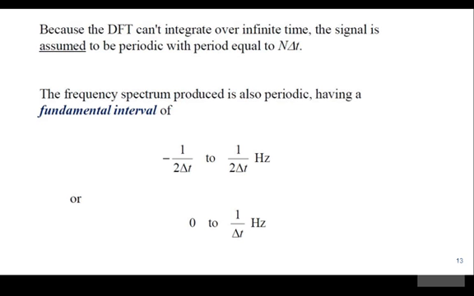One of the features of this is that when we transform to frequency space, the frequency spectrum repeats itself. So we only need to calculate it over the range, either minus 1 over 2 delta t up to positive 1 over 2 delta t, or we can go from 0 up to the same. But if we look at the frequency spectrum, it will just repeat itself every period of the signal.